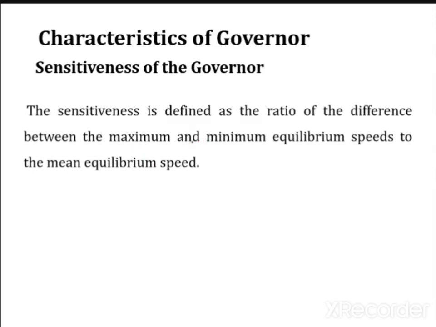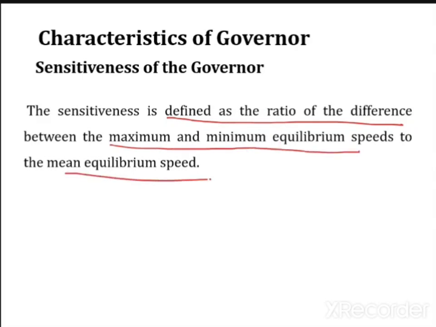So what do you mean by the sensitiveness? Okay, so sensitiveness is defined as a ratio of the difference between the maximum and minimum equilibrium speed to the mean equilibrium speed. Now up till now we have understood the concept of N1, that is the minimum equilibrium speed, the mean equilibrium speed, and the maximum equilibrium speed.